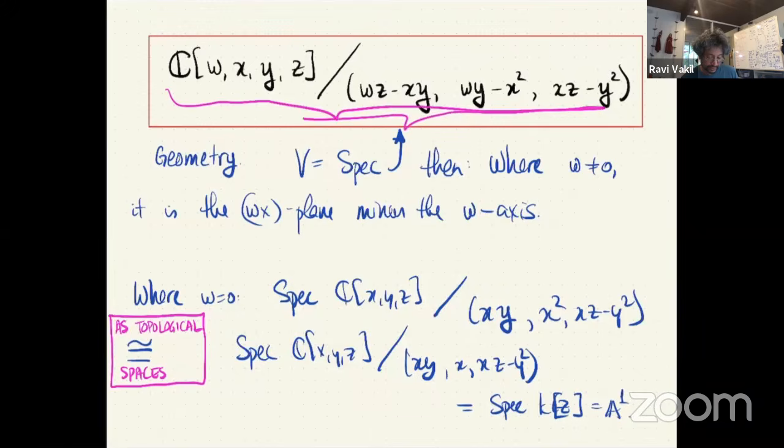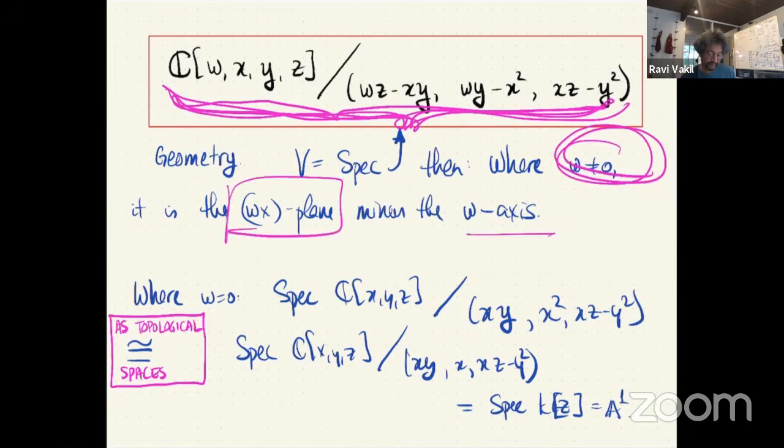So if you have a spec of this ring, then where W is not 0, you get the WX plane. And so what you've really done is you've projected to the WX plane from this thing in four space, and you get something which is an isomorphism, whatever that means, although we're very close to knowing what that means, away from where W equals 0. So we have a really good understanding of most of this variety.